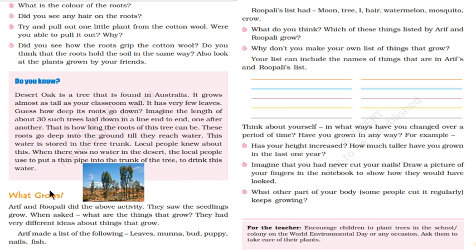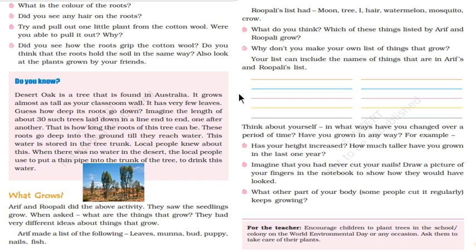Okay. Next, the last part of this chapter is what grows. Arif and Rupali did the above activity. They saw the seedlings grow. When asked what are the things that grow, they had very different ideas. Arif made a list of the following: leaves, Munna, bud, puppy, nails, fish. And Rupali's list had moon, tree, eye, hair, watermelon, mosquito, and crows.